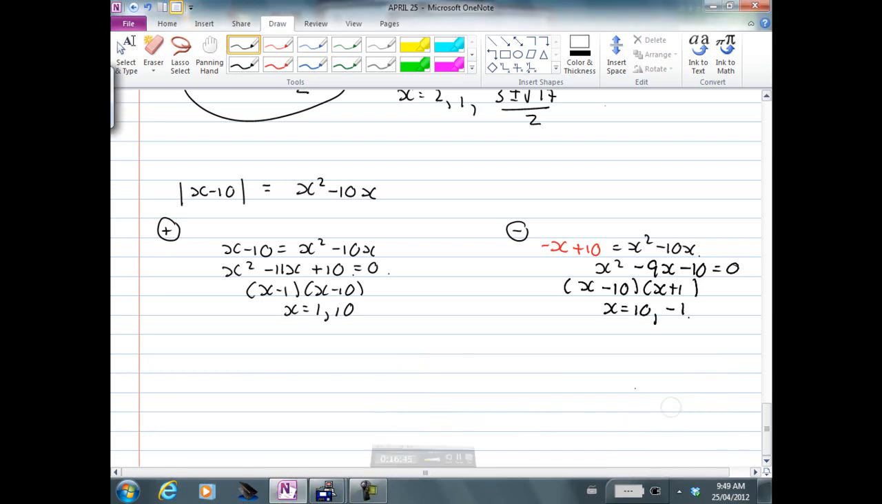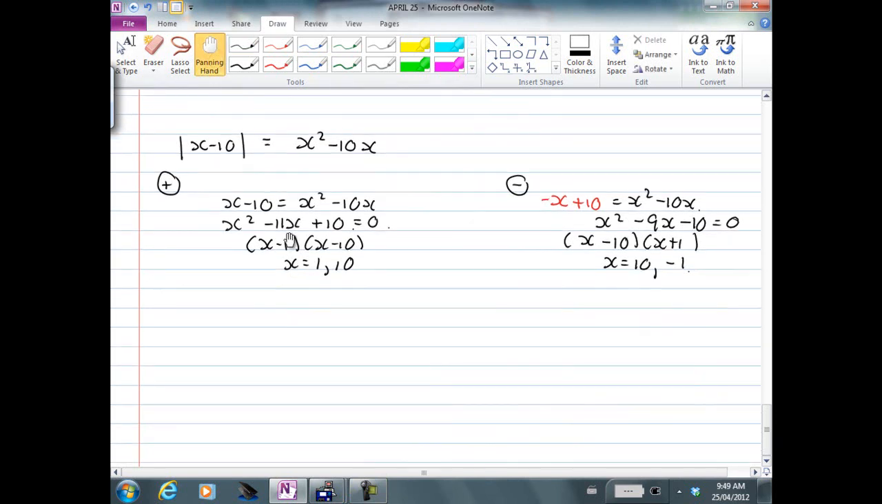When I double check my answers, if I just sub in 1, here's what happens. The absolute value of 1 minus 10 equals to 1 minus 10 times 1. This gives me 9. This gives me negative 9. Right off the bat, I'm going to reject this answer. Reject. So when I write my final answer, I'm going to write down x equals to 10 and negative 1. I only write down 10 once because they're the same.